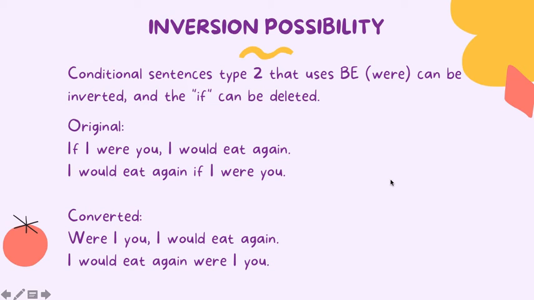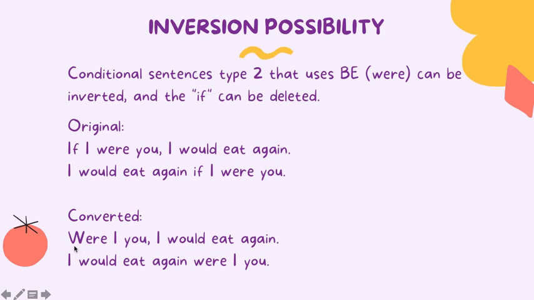Next is the inversion possibility. As you can see here, conditional sentence type 2 that uses be or were can be inverted and the if can be deleted. So the example is, if I were you, I would eat again. And the other form, I would eat again if I were you. This can be converted by deleting the if, right? It becomes, were I you, I would eat again.